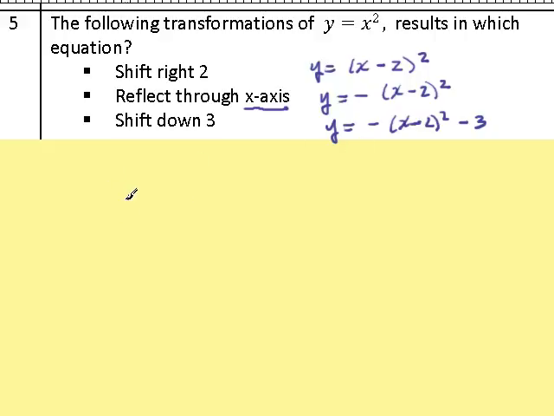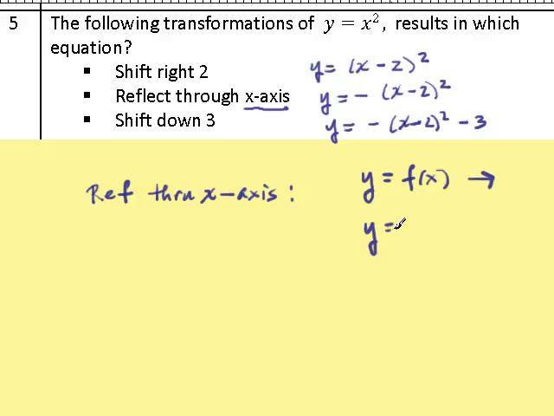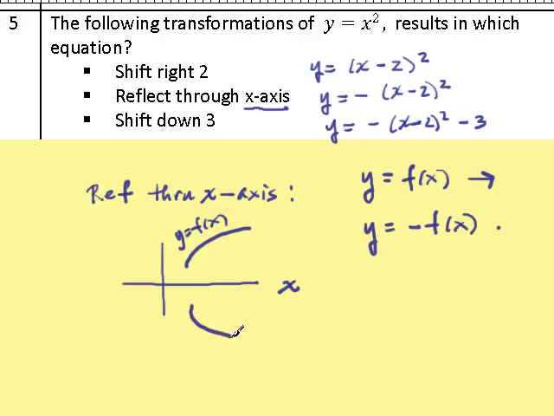Again, let's review this reflection through the x-axis. Reflect through the x-axis: y equals f of x becomes y equals minus f of x. If we look at it, here's the x-axis. Let's suppose that's y equals f of x. And then this will be y equals minus f of x. So that's how we reflect through the x-axis.